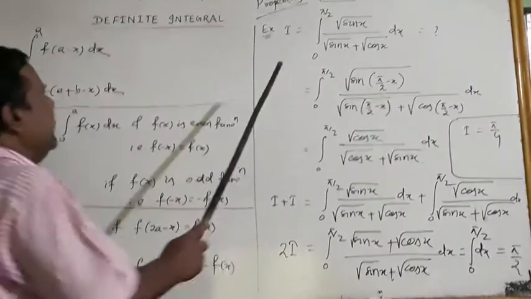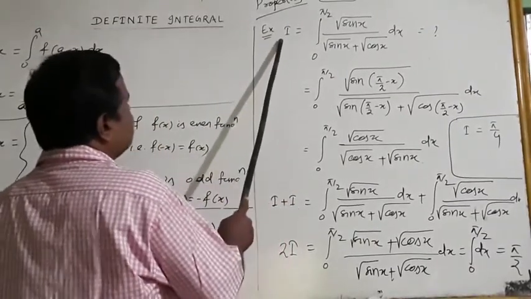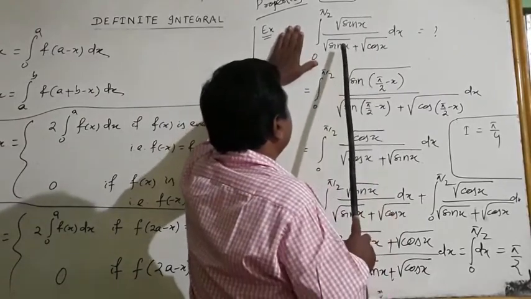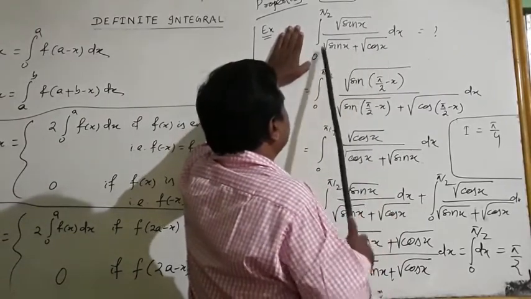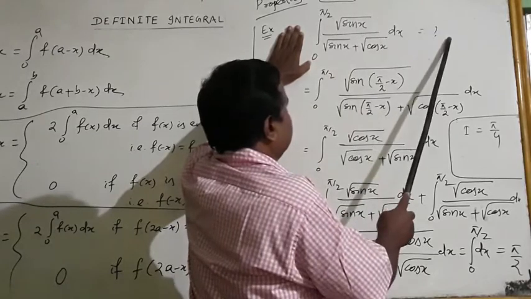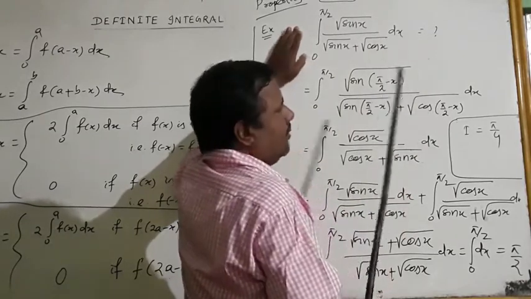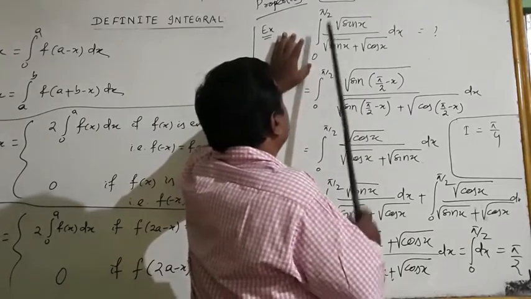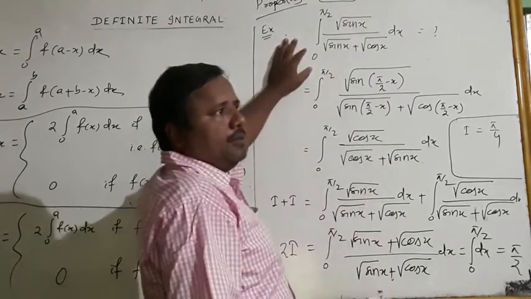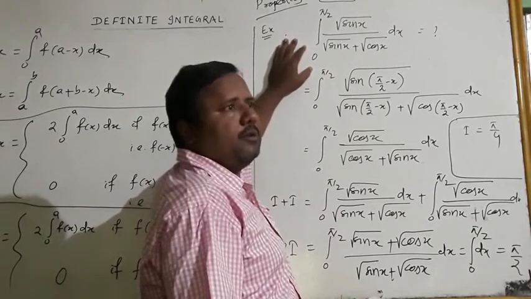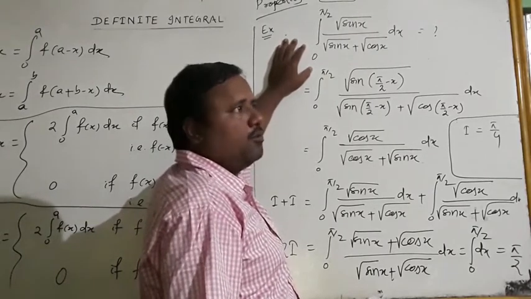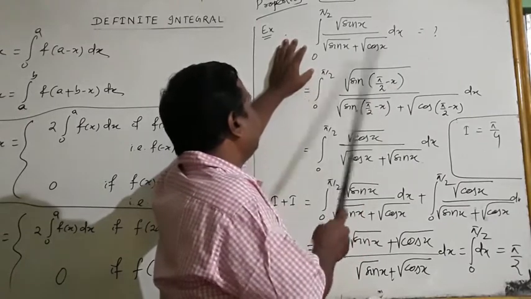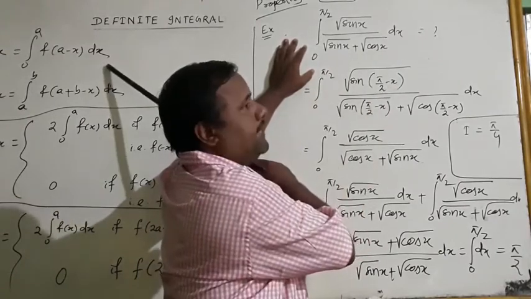Now look at here. I am giving one example. Suppose the question is the integral of root sin x by root sin x plus root cos x, from 0 to pi by 2, dx. Many problems are there. First you have to integrate it, then put the lower and upper limits. I will do the problems when I solve some exercise problems of your book. Now look at it. It is the problem. You have to apply the property of the definite integral.